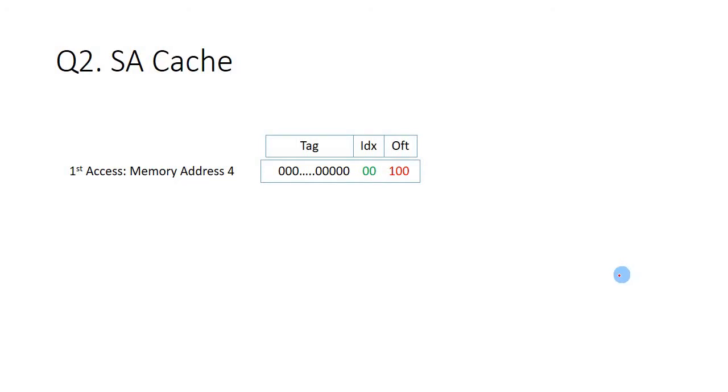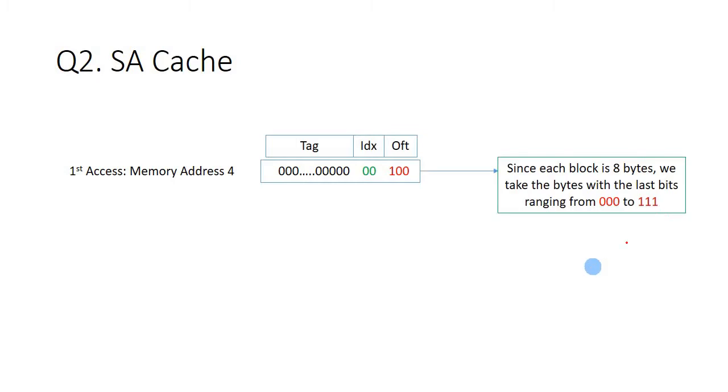Now, if I look at the first memory access, it is address 4. You have to always remember that when I fetch data from the memory to the cache, it is in blocks of 8 bytes. That means it will always start with the last 3 bits being 0 and end with the last 3 bits being 1, so it goes from 000 to 111.